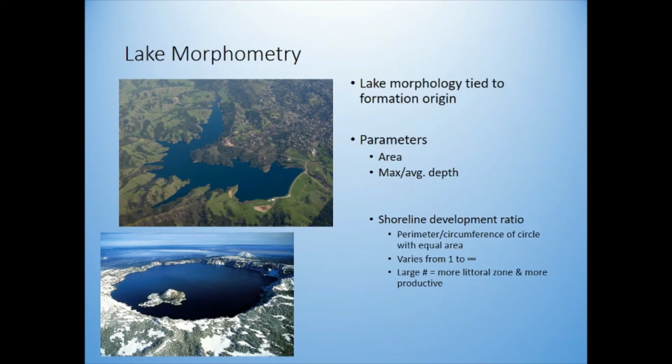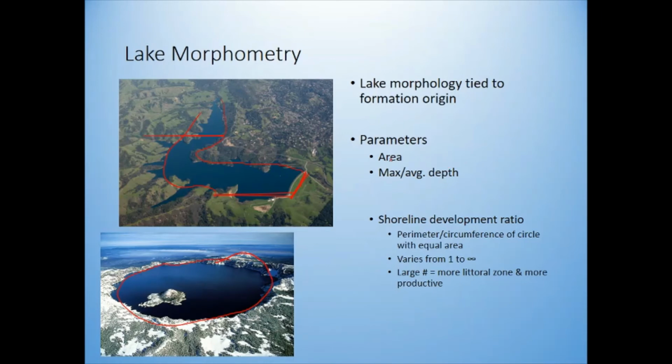So what we see is lake morphology is really tied to how the lake was formed. So, for a reservoir, you have a dam here, the water fills up and makes the contours of the river valley, however that valley was, and then you get really weirdly shaped lakes, whereas a crater lake is really circular. This is Crater Lake in Oregon.